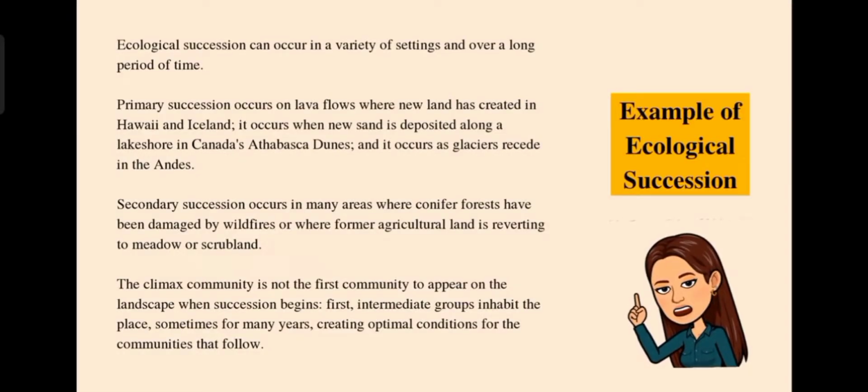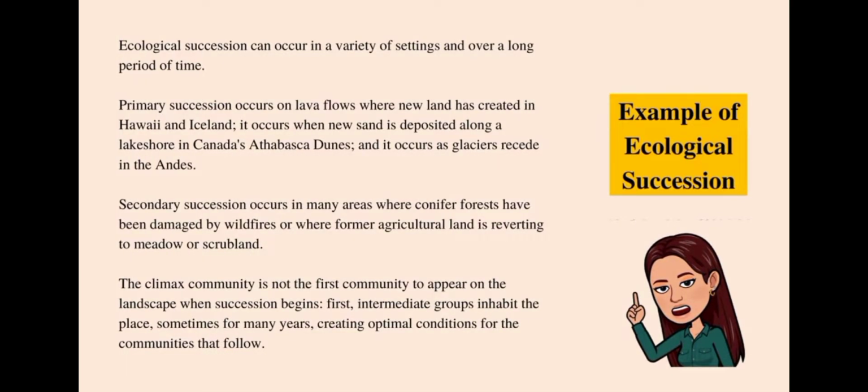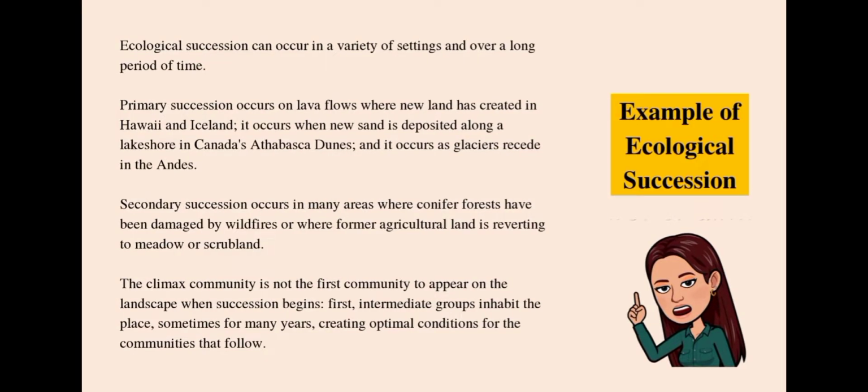And we are down to the last part of our lesson outline, which is the examples of ecological succession. Here are the examples of ecological succession. Ecological succession can occur in a variety of settings and over a long period of time. Primary succession occurs when lava flows where new land has been created, in Hawaii and Iceland. It occurs when new sand is deposited along a lakeshore in Canada's Athabasca Dunes, and it occurs as a glacier recedes in the Andes.